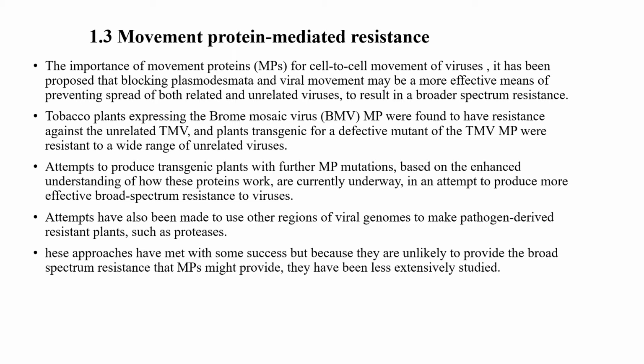Tobacco plants expressing a movement protein were found to be resistant against unrelated tobacco mosaic viruses, and the plants transgenic for the defective mutant of the TMV movement protein were resistant to a wide range of unrelated viruses. Attempts to produce transgenic plants with further movement protein mutations, based on an enhanced understanding of how these proteins work, are currently underway.